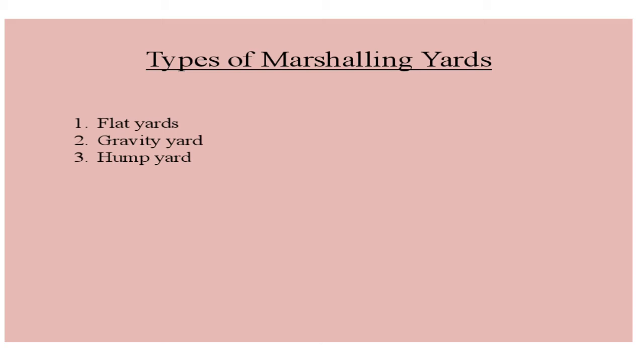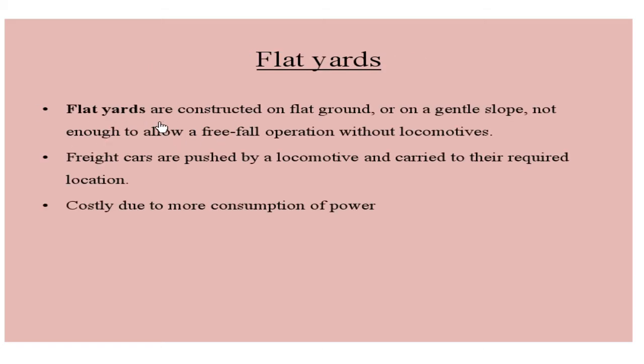So that work of attaching and detaching the coaches is happening in the marshalling yard. For this purpose, the method in which they are being connected or disconnected is based on the type of the yard. So first one is the flat yard. Here what is happening? It is constructed on flat ground, and you'll be having a gentle slope.